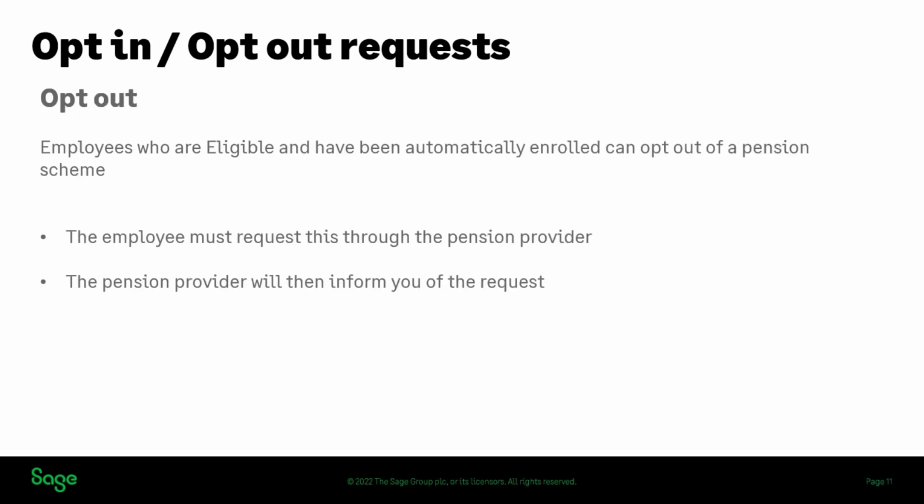Now, opting out requests. Any employees who are eligible and have been automatically enrolled can opt out of a pension scheme within 1 month of being enrolled. The employee, however, must request this through the pension provider, so they have to have it in written form. They can't just speak to you in the hallway and ask you to take them out of the pension scheme. They have to have it in writing, and it must go through the pension provider. Once it's gone through the pension provider, they will then inform you of this request, and you can go ahead and process that opting out.